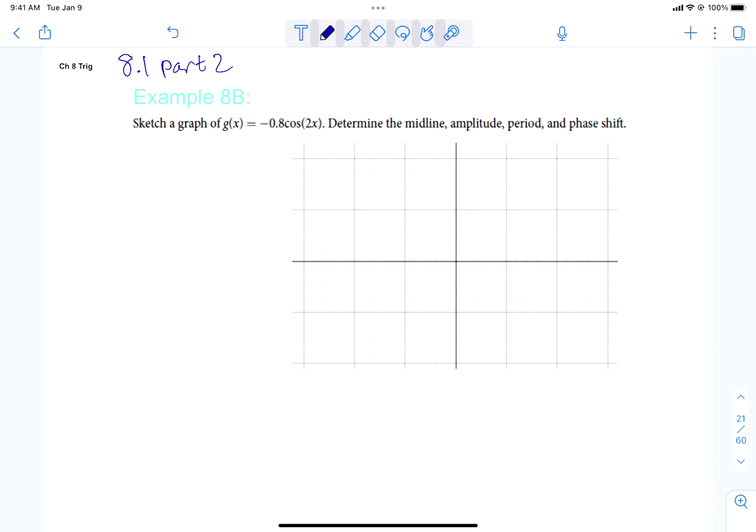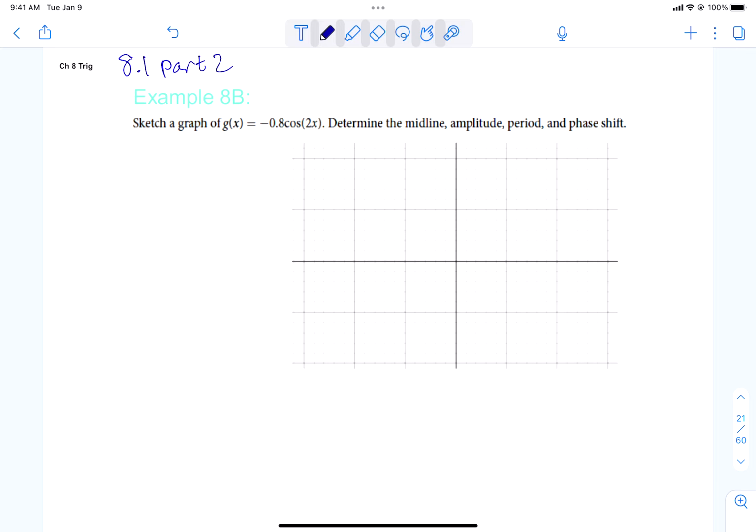In 8.1 part 2, we're just going to practice graphing some. So here is example 8b. The first thing you want to look at is, what is it? It's a cosine. And so the parent cosine 5 points are going to be your guide. The cosine goes 0 is at 1, pi over 2 is at 0, pi is at negative 1, 3 pi over 2 is at 0, and 2 pi is back at 1.